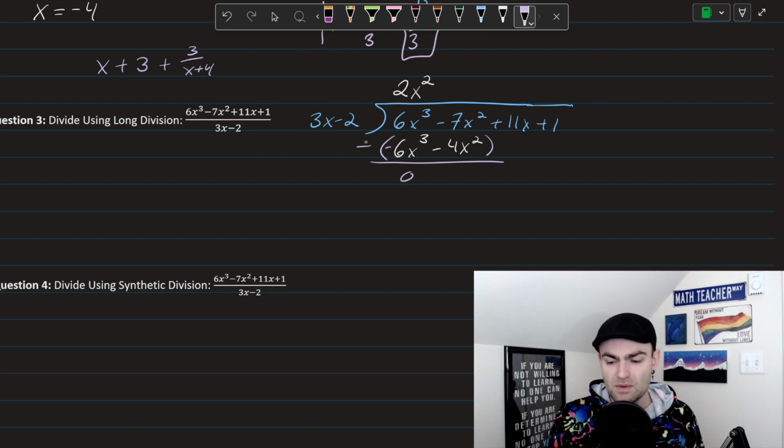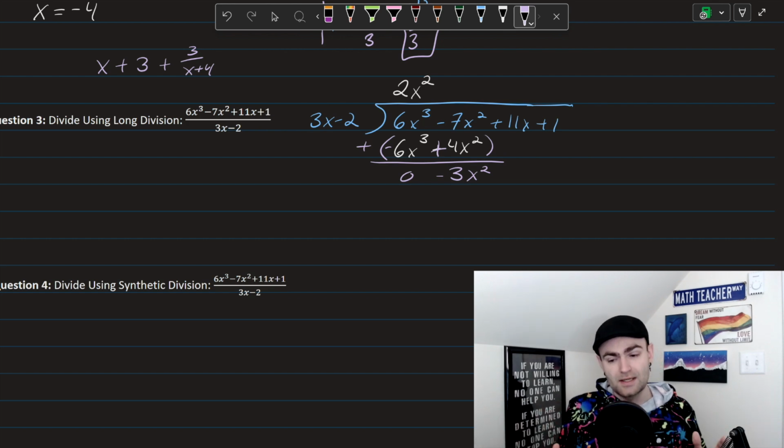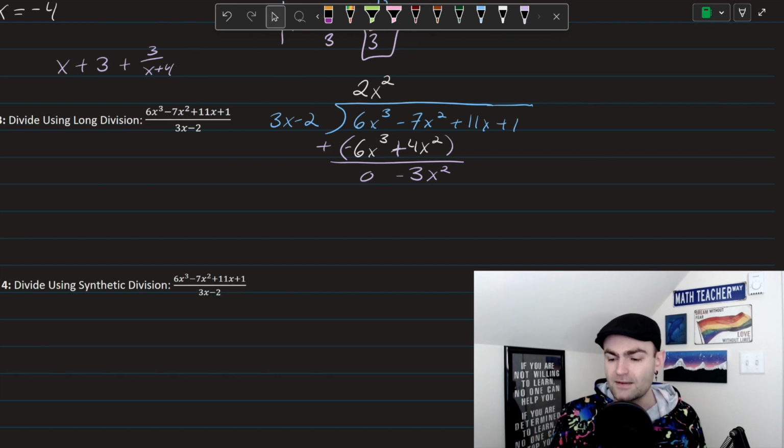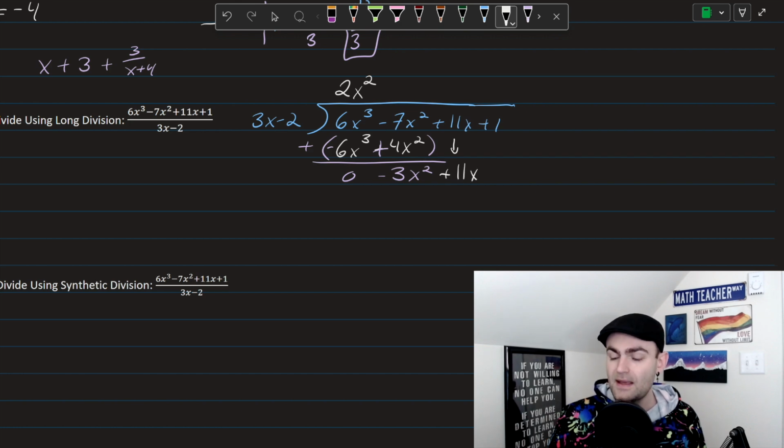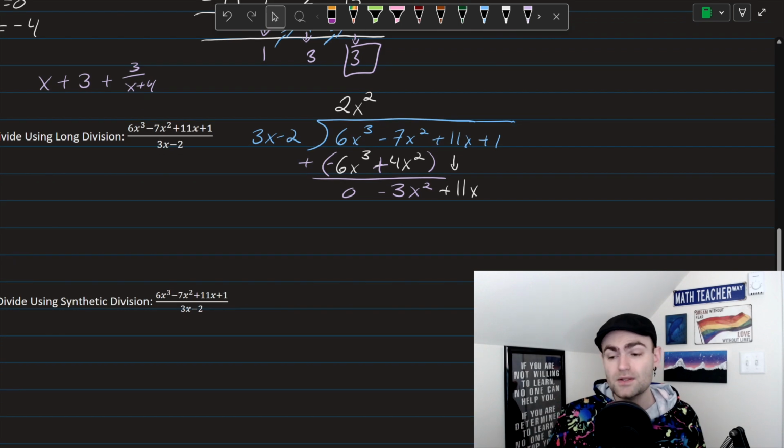And when I distribute that subtraction, this actually turns into a plus. So we have -7x squared plus 4x squared gives us a -3x squared, because the absolute value of -7 is larger than +4, we get the sign of the -7. Then we're going to drop down this plus 11x, and we're going to continue to ask ourselves the exact same questions that we were asking before.